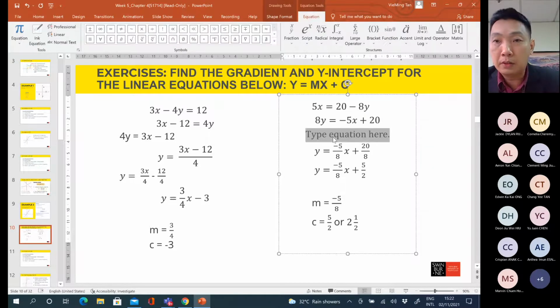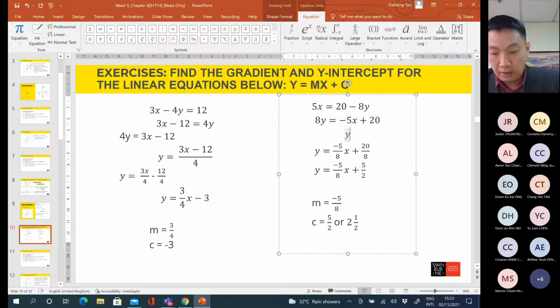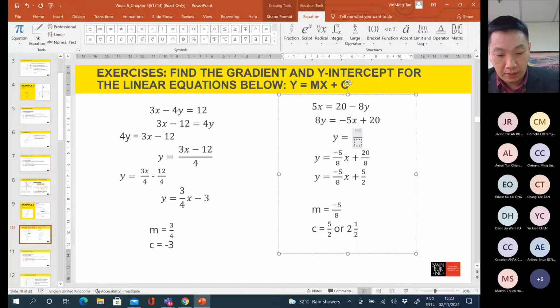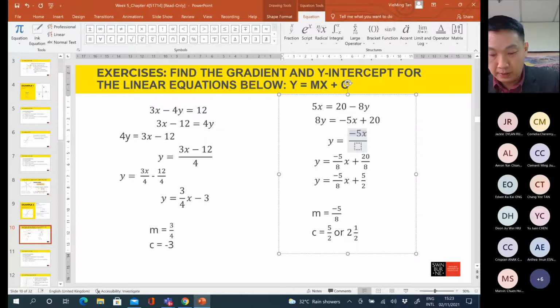So this means y equals negative 5x plus 20, divided by 8. This 8, when moved to the right-hand side, becomes divided by 8. It goes from a multiplier to a denominator, but the sign is still the same, still positive. Then after you have done this part, you share this 8 for both terms on the right-hand side.